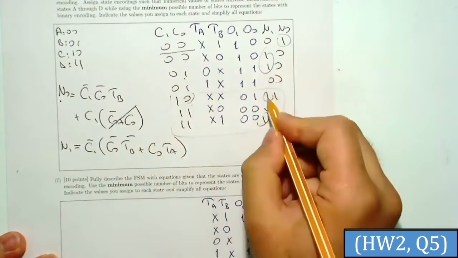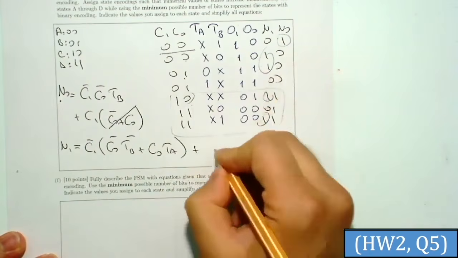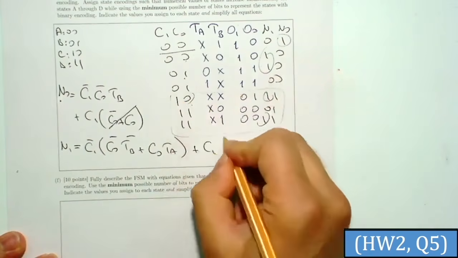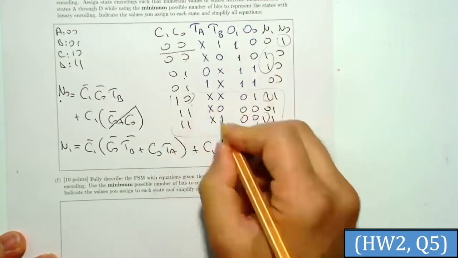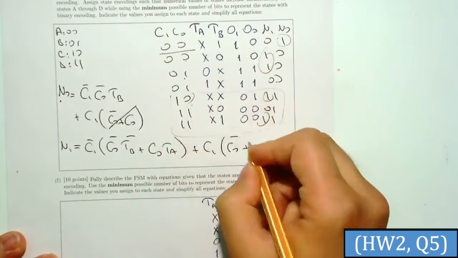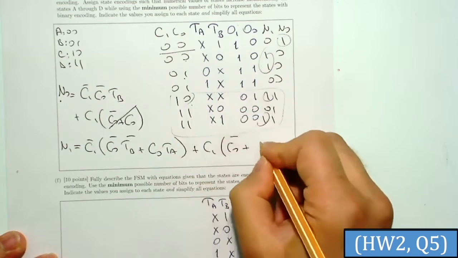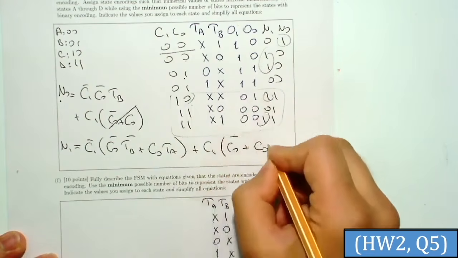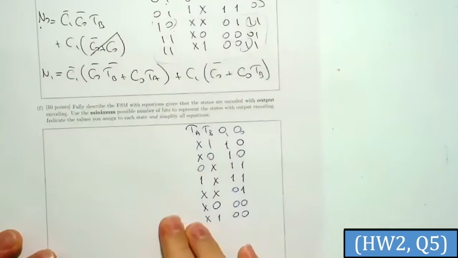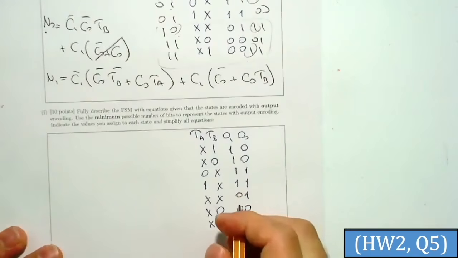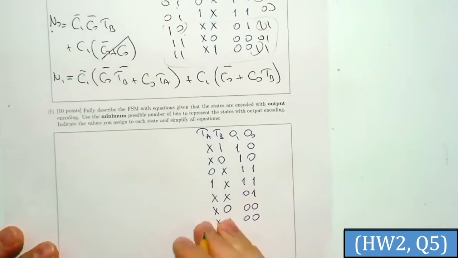Okay, and for these ones, I have C1 as 1 and C0 not, or here C0 and TB, I guess. So this is as is. This is not simplified.